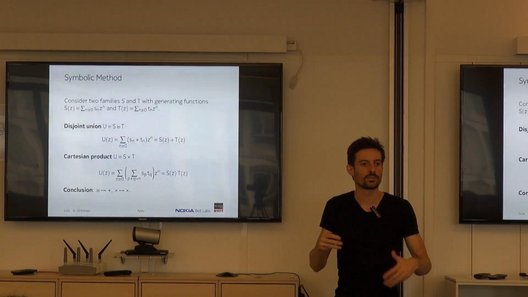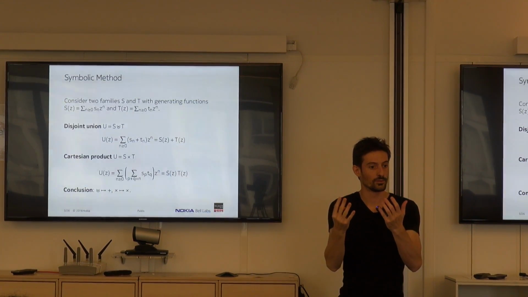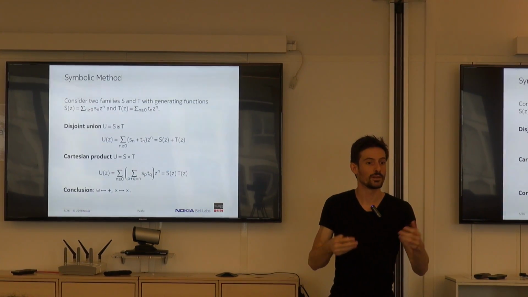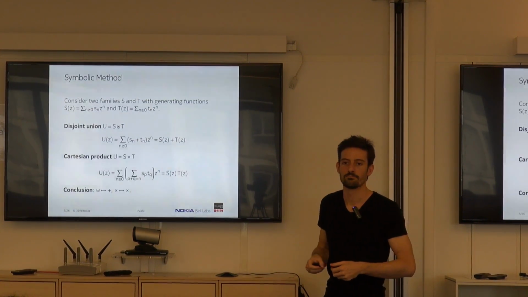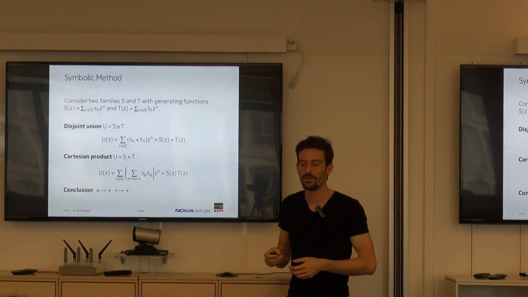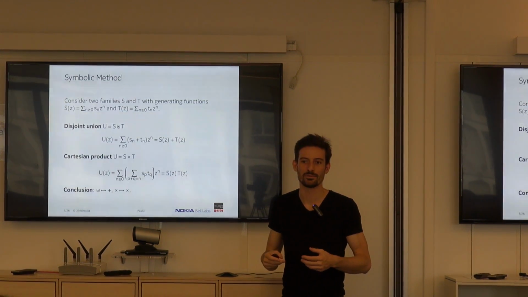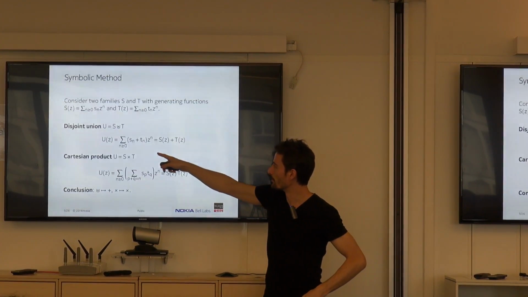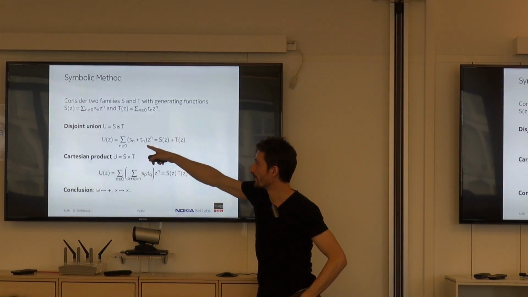Then maybe we want to consider the disjoint union of the two families. So U would be, an object in U is either a tree or a cycle. And this is very simple. How many objects in U do I have with n vertices? Well, it's the sum of the number of objects with n vertices in S and in T.